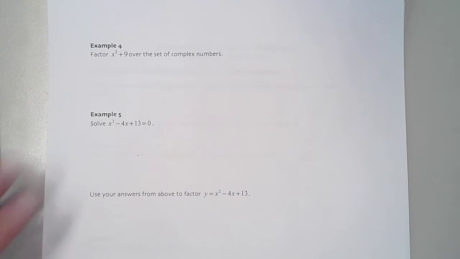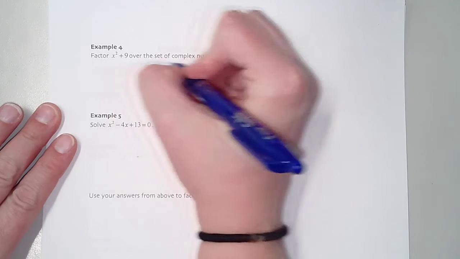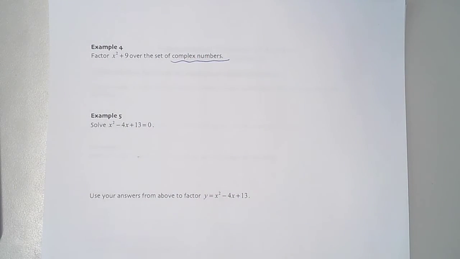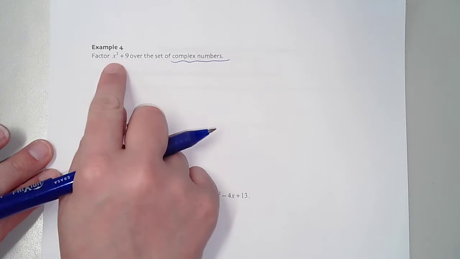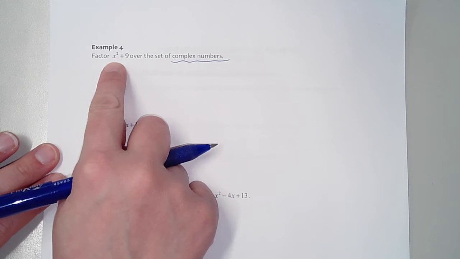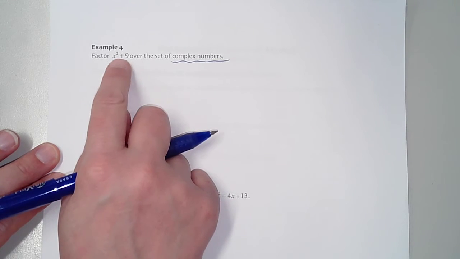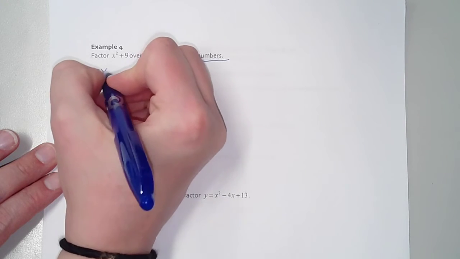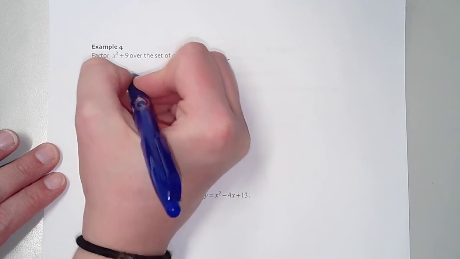What changes the game is when I say over the set of complex numbers. That means I'm no longer restricted to only using real numbers in my factors. I can use complex or imaginary numbers now as well. So here's how I want us to think about this. If I want this to be a true difference of two squares, I could take that plus sign apart and think of it as x squared minus -9.